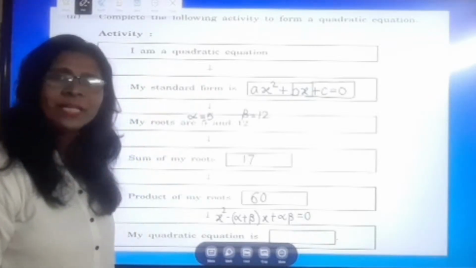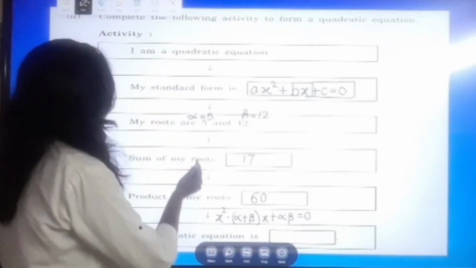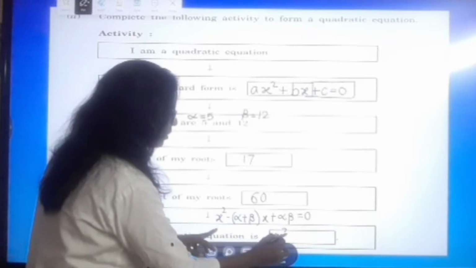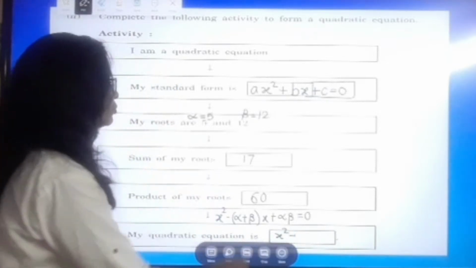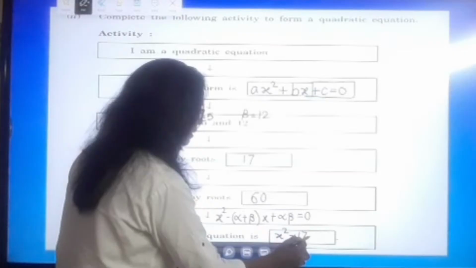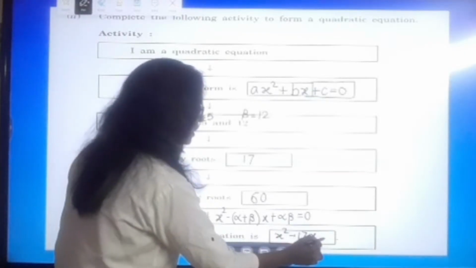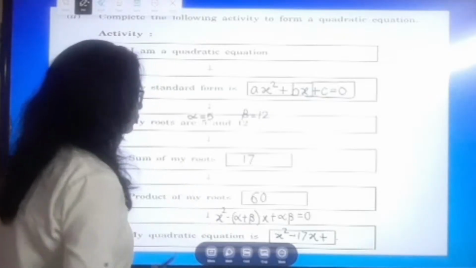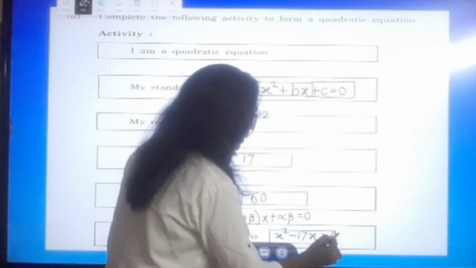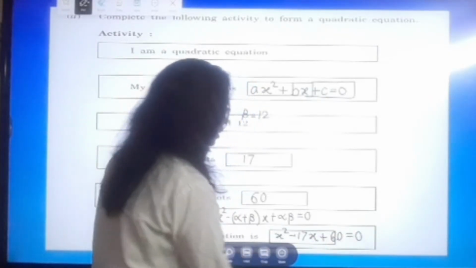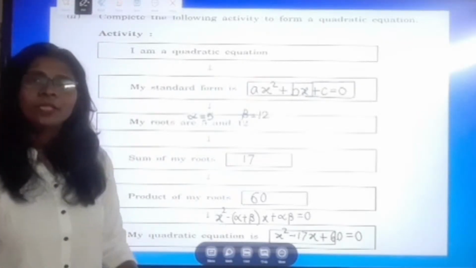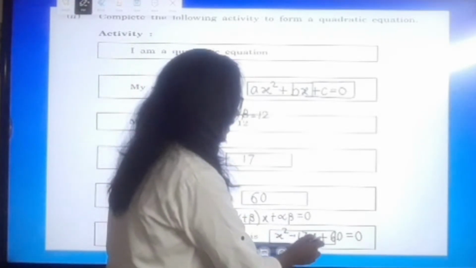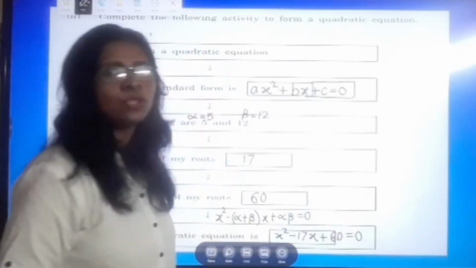So now alpha plus beta, that means, students, the sum of the roots. So first I write down x square minus, sum of the roots is 17, so 17x, and plus alpha beta. Alpha beta means the product of roots, and that is equal to 60. So here, students, the quadratic equation becomes x square minus 17x plus 60 is equal to 0.